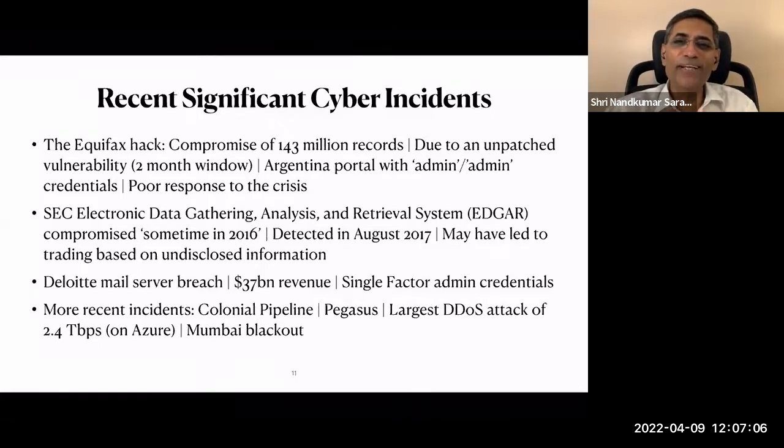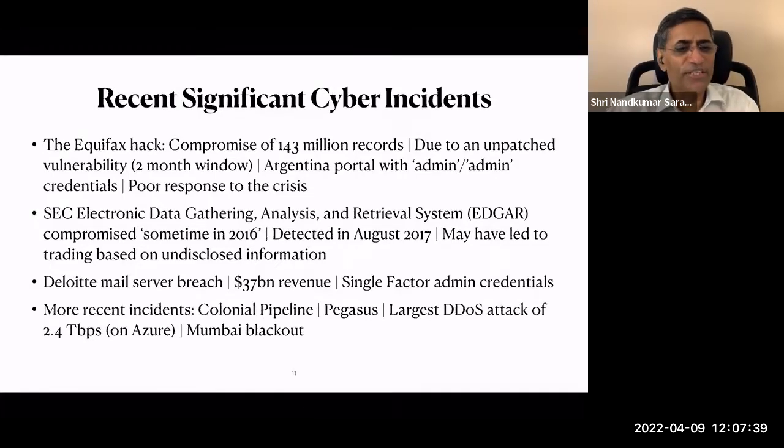The third bullet relates to a service provider being hacked. Deloitte is one of the big four companies. Again, public domain information, not singling out a particular company. $37 billion annual revenue, and their mail server had just a single factor admin credential. That's how they got hacked and mails got released. So the point I'm trying to make is that merely being resourced is not enough. You may have a lot of capabilities, but if they are not covering the entire gamut of the threat model, then you will still have problems.